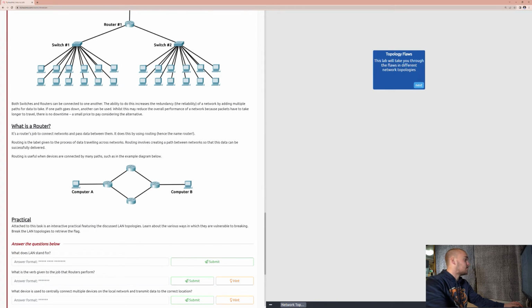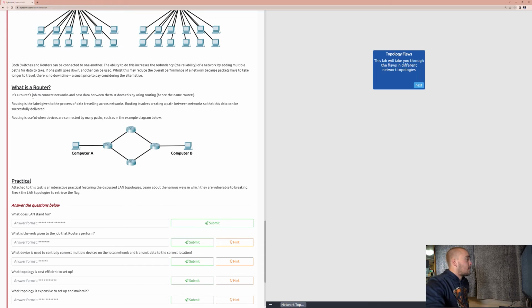Both switches and routers can be connected to one another. The ability to do this increases the redundancy and reliability of a network by adding multiple paths for data to take. If one path goes down, another can be used. Whilst this may reduce the overall performance of a network because packets have to take longer to travel, there is no downtime, a small price to pay considering the alternative.